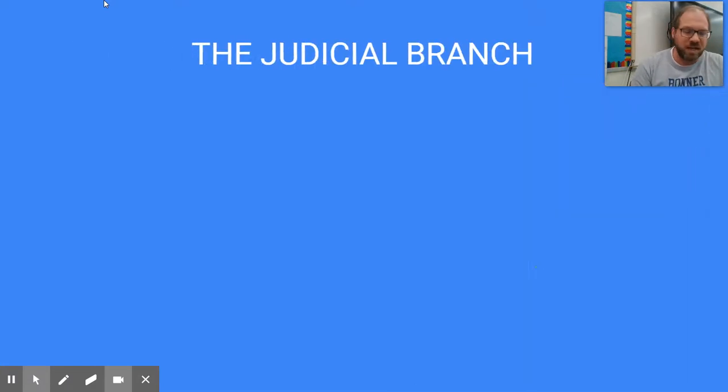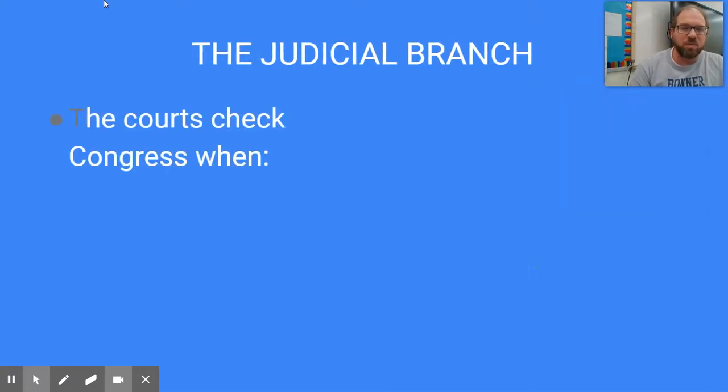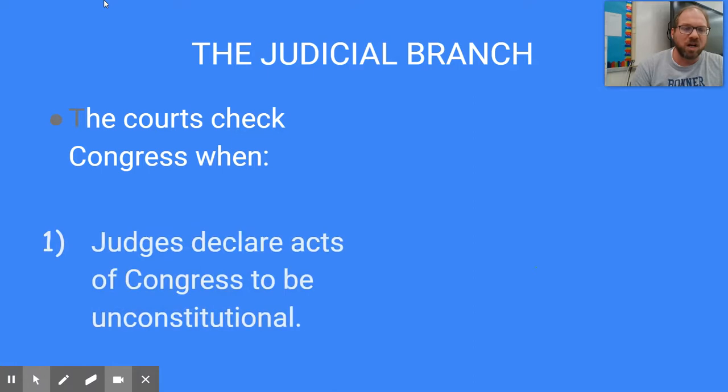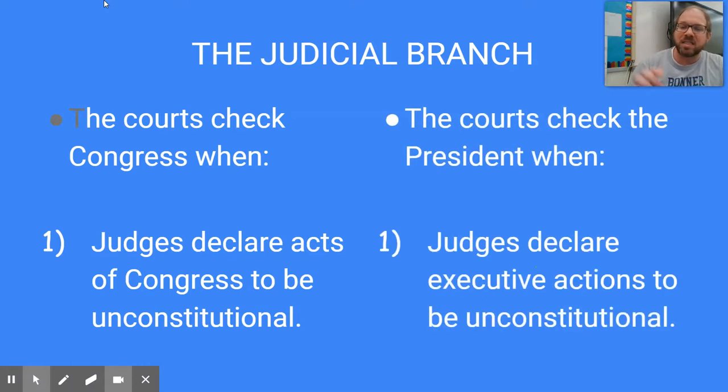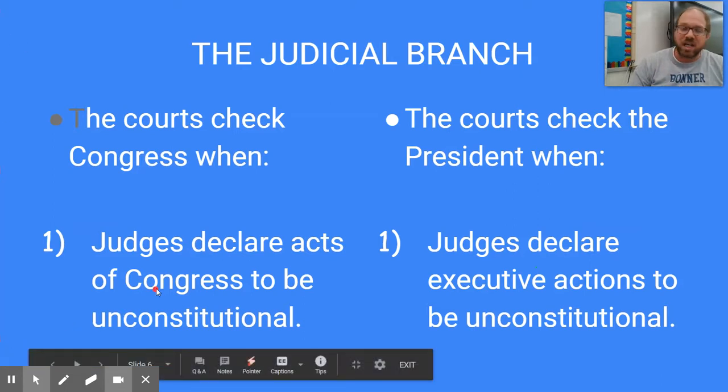The judicial branch. Now, the judicial branch, the courts will check Congress when the judges declare acts of Congress to be unconstitutional. And the courts check the president by declaring executive actions to be unconstitutional. So that's each of the three branches, and each of the three branches, how they can check and limit the power of the other two. Okay, let's go on to the next slide.